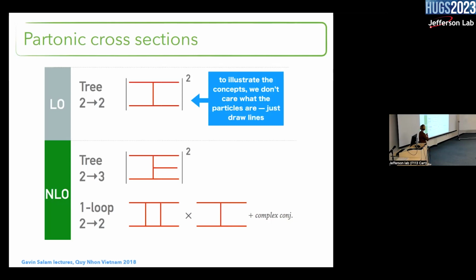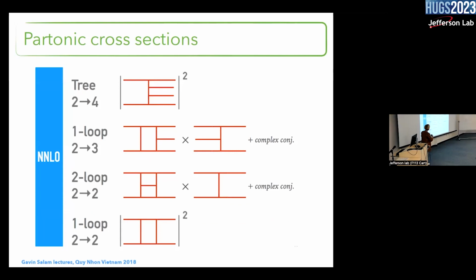So as I said before, at the tree level, you only have 2 into 2. So it's just this diagram. When you go to next-to-leading order, you need to look at real emission, like this case. So you take the square of the 2 to 3, and then you have the 1-loop diagram and the interference with the tree level, okay?